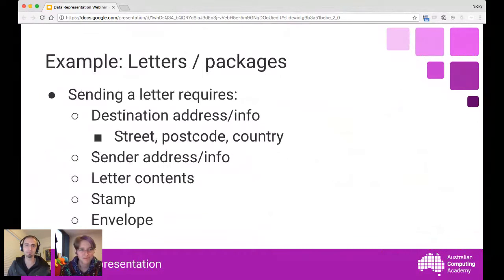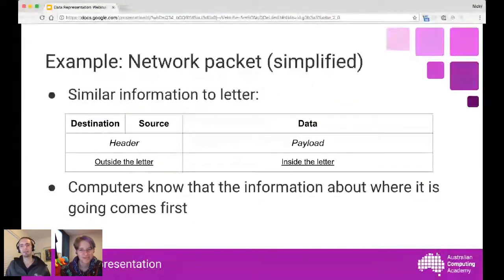So some kind of media to carry it, and the stamp is just to say it's allowed to access the system. Now, if we think about how networks work, and we were going to send data through a network packet, you store similar information to what you would in a letter. We've simplified this quite significantly in the example here. You have a header which contains the destination and the source, so where it's going and where it's from. And then you have the payload, which is the data itself. And what's interesting is you can think of the header as being the stuff on the outside of the envelope, and the data as being the stuff inside the envelope.